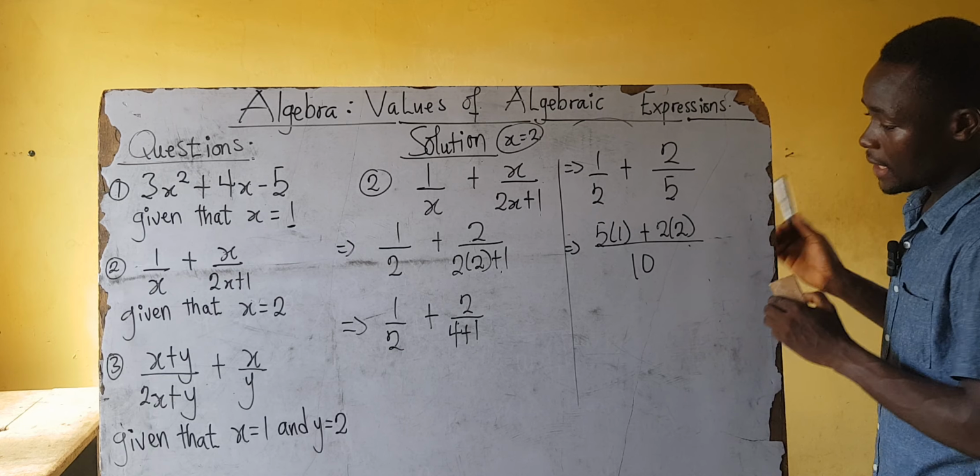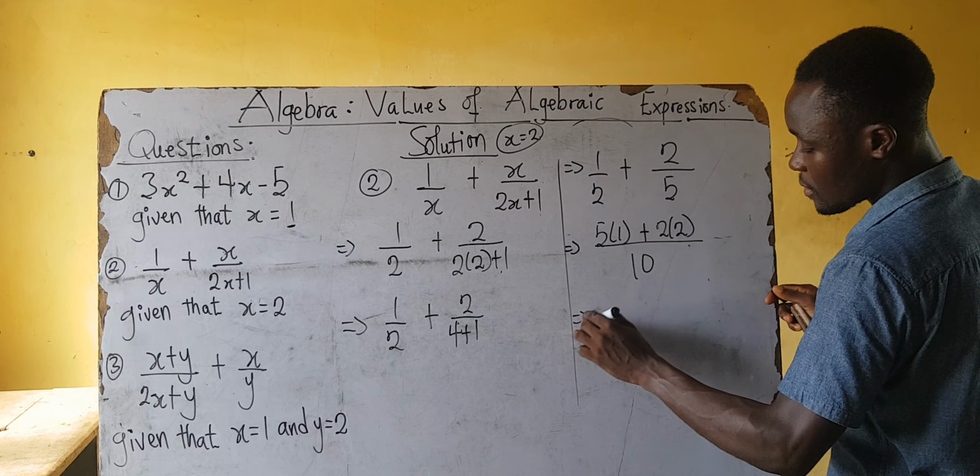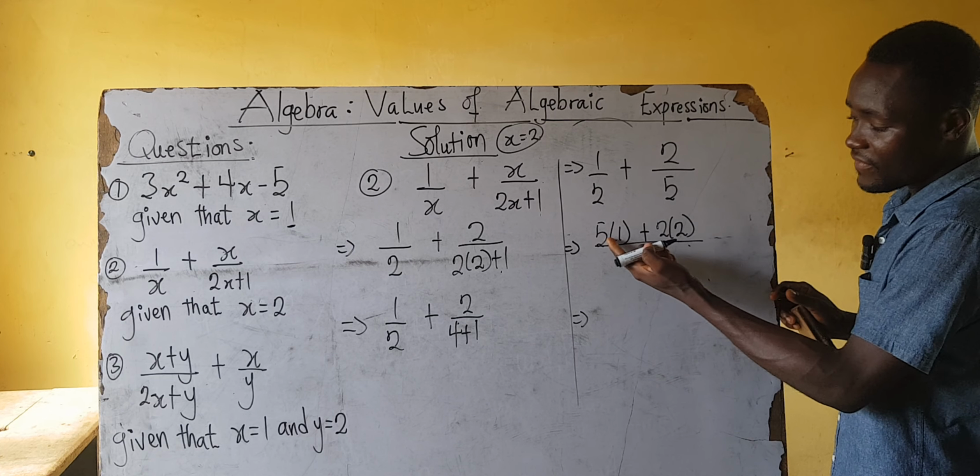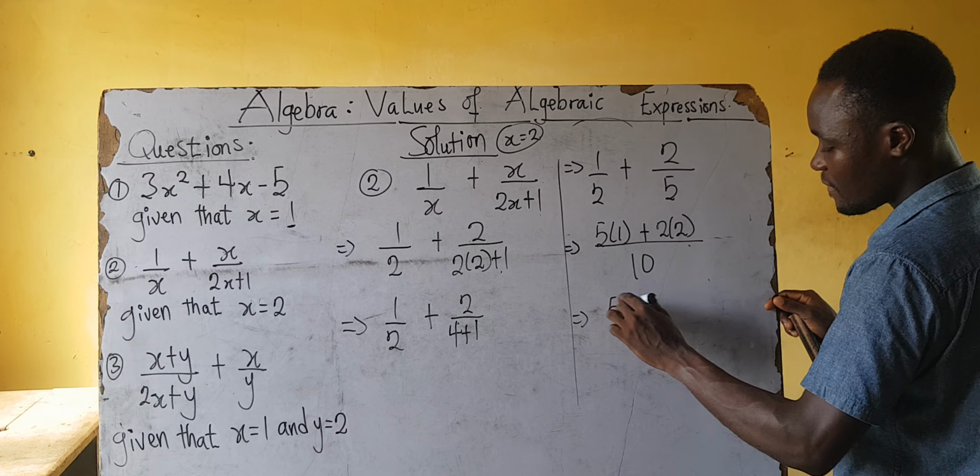All right. So let's continue. My next approach is I'm going to multiply 5 times 1, which is 5, plus 2 times 2, which gives me 4, all over 10. Then I'll continue with the last one. 5 plus 4 gives me what? 9 over 10. So this becomes my answer. Now, this fraction is a proper fraction, and it cannot be reduced further. So my answer becomes 9 out of 10.